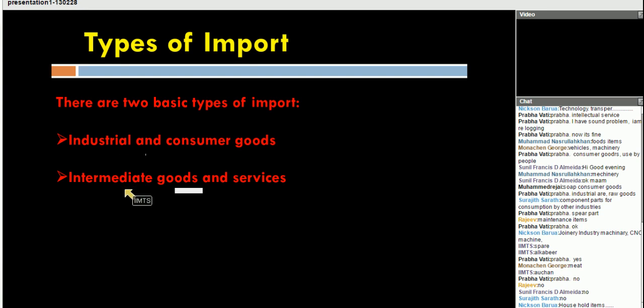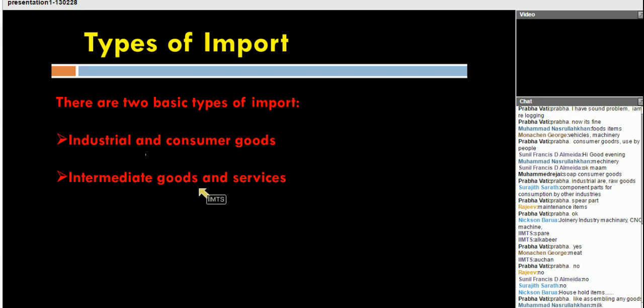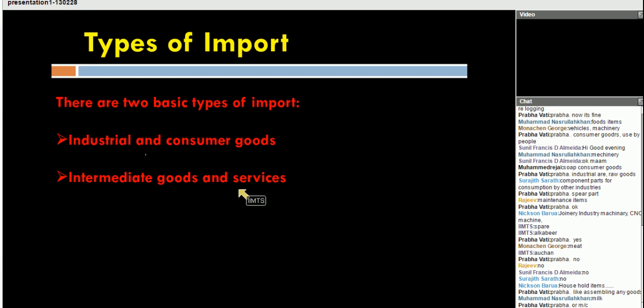Okay. So what is the difference between industrial and intermediate goods? We can say they are very much similar, but the difference is that intermediate goods are those goods which can be resold to earn more profits. Suppose I talk about sugar. Sugar can be used in manufacturing of n number of items. So sometimes some firms import sugar and they resell it in their own country.